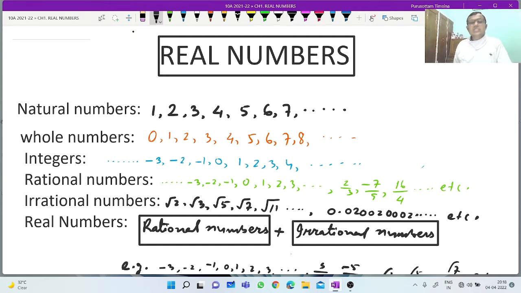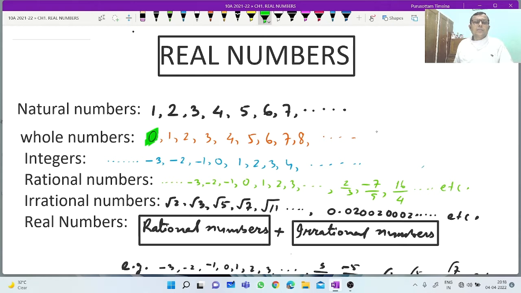First, what is a real number? Let us understand this first. The natural numbers are 1, 2, 3, 4, 5, 6, 7. These are natural numbers, right? And if you add 0 to this, then this will be whole numbers. So if you add 0 extra in this, these are whole numbers.